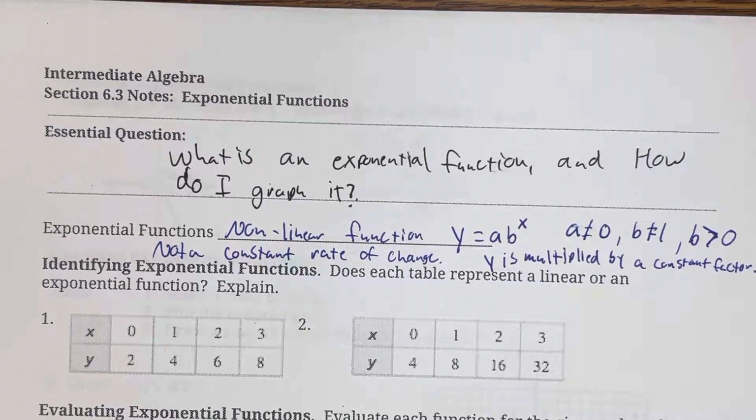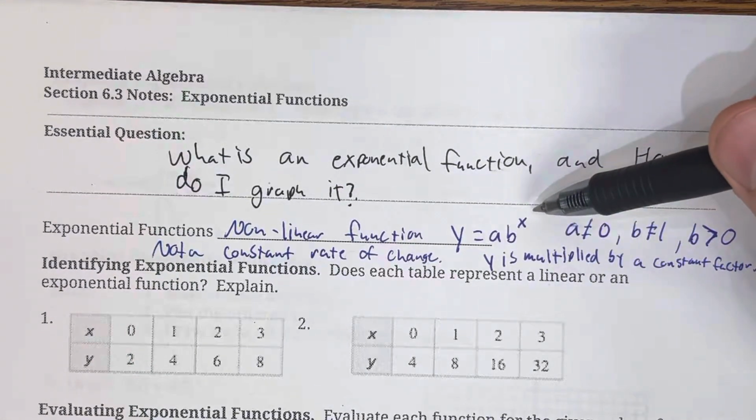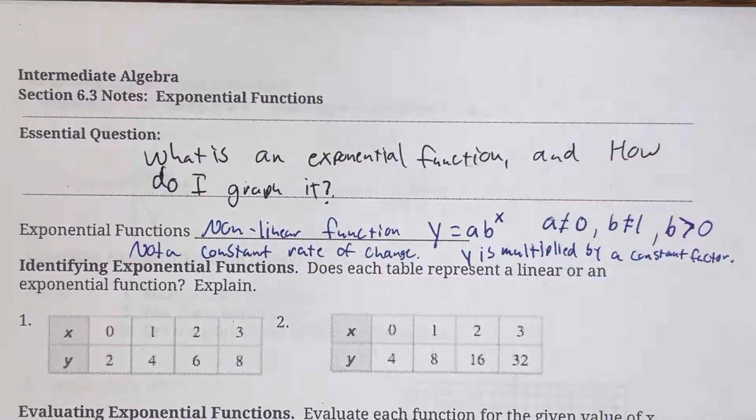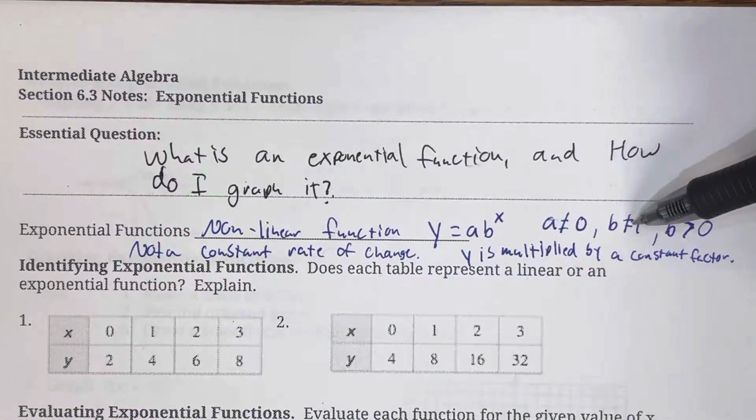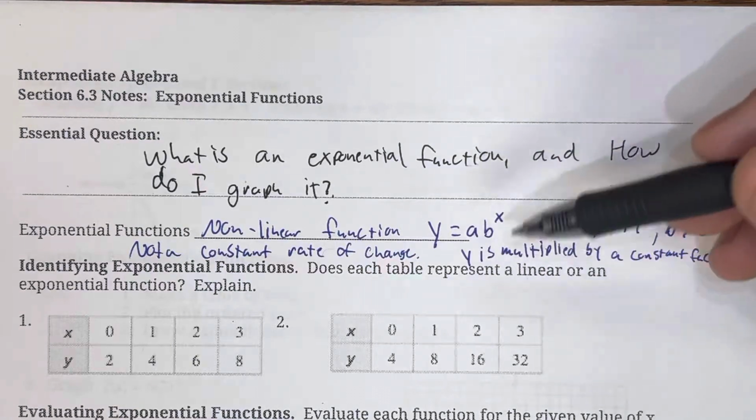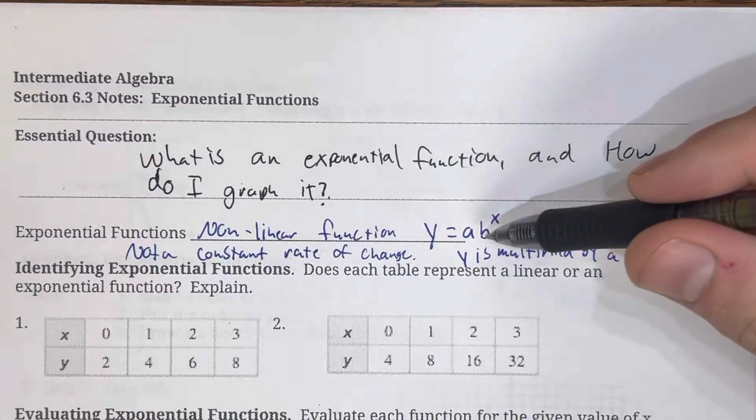So an exponential function is a nonlinear function. It comes in the form y equals a times b raised to the x. So we're going to see an exponent here. And a cannot be 0 because if I multiply by 0, I'm always going to get 0. B cannot equal 1. Main reason why is anything 1 times 1 times 1 is always going to be 1. And b also needs to be greater than 0, so it cannot be negative.